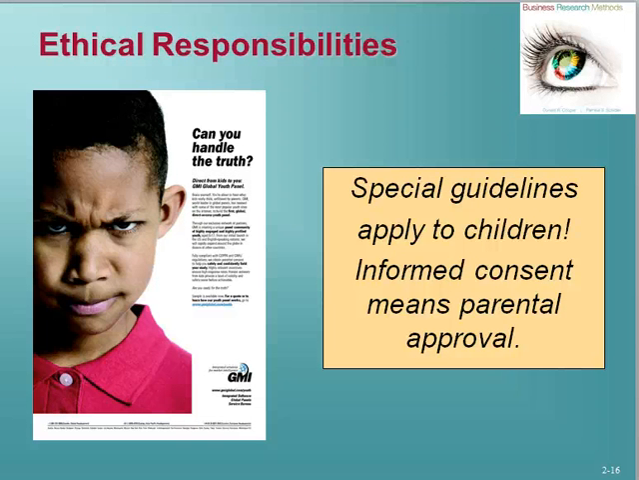Special consideration is necessary when researching the behavior and attitudes of children. Besides providing informed consent, parents are often interviewed during the selection process to ensure that the child is mature enough and has the verbal and physical capabilities necessary to participate in the research study.